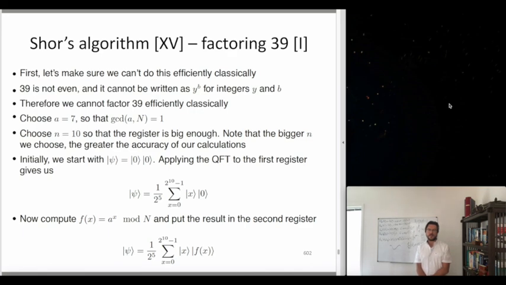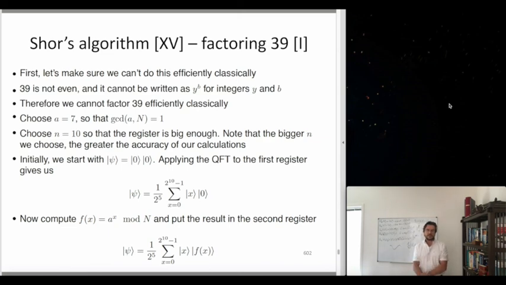So we choose n equals 10 so that the register is big enough to hold that number. And note that the bigger n we choose, the greater the accuracy of our calculations will be. But in reality, that's also limited by our hardware. So you cannot use more qubits than you have at your avail on your chip. And right now, with gate model chips, we are in the range of the 70s. Not high quality, so I would say rather more in the range of the 50s today.